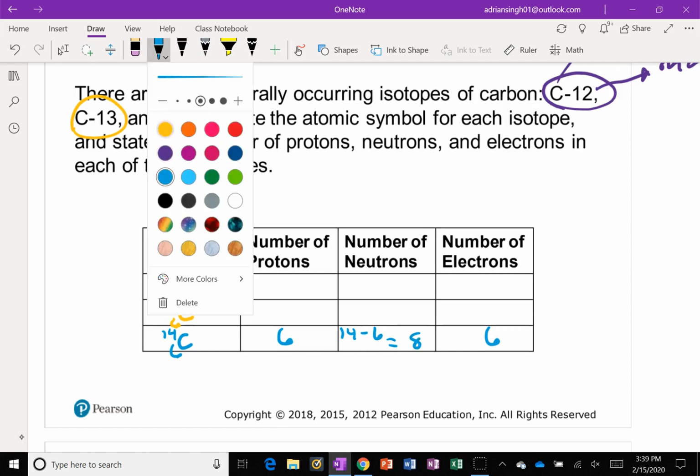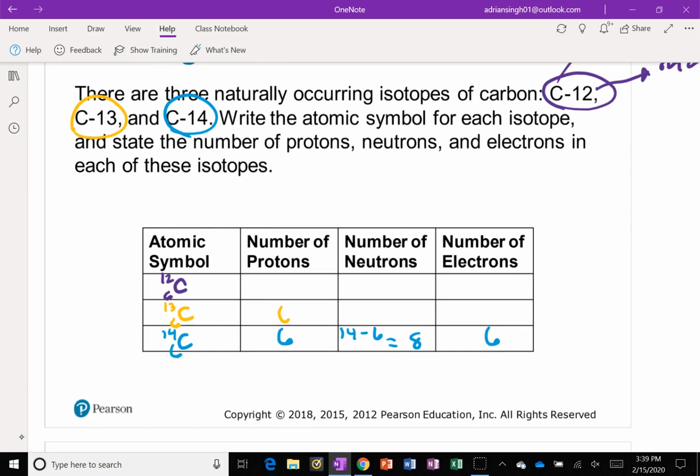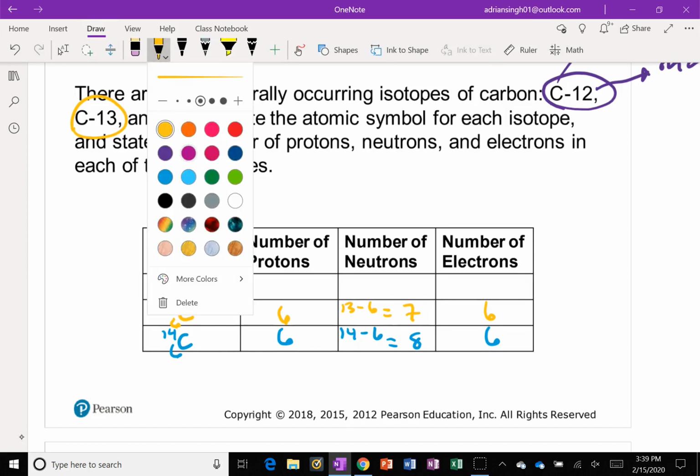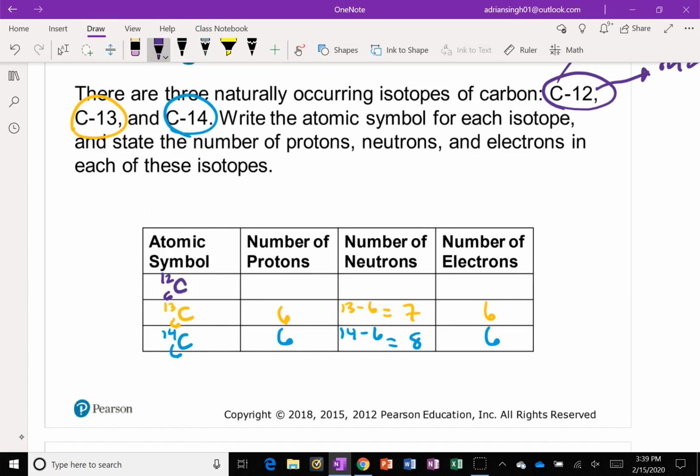For the yellow one, all right, again, we're going to have 6 protons, same number of electrons. Our neutrons now would be the mass number minus the number of protons, which would give us 7 neutrons. And then for the first one, we still are going to have 6 protons and 6 electrons. Number of neutrons then, mass number minus the number of protons, which would be 6 neutrons.